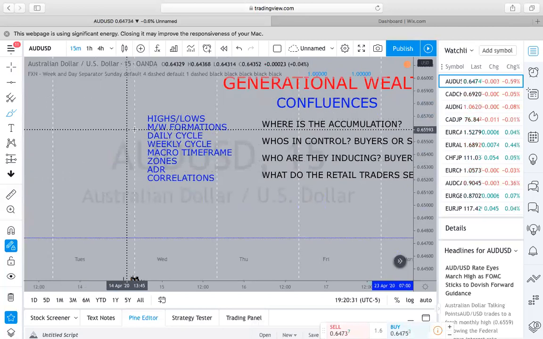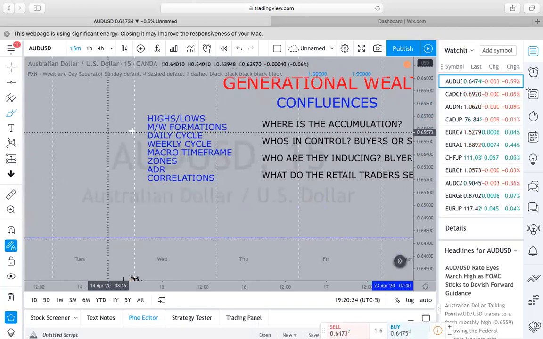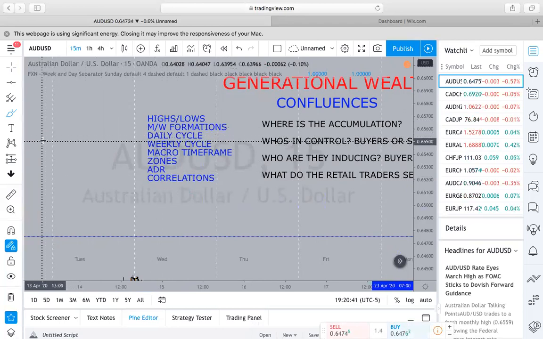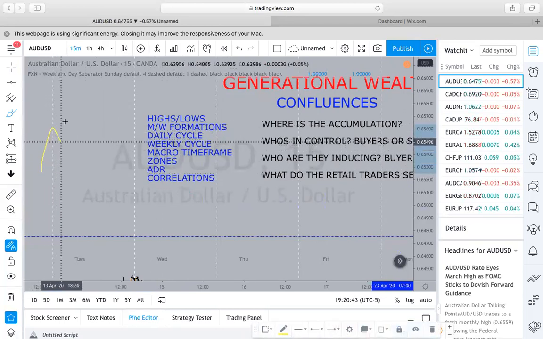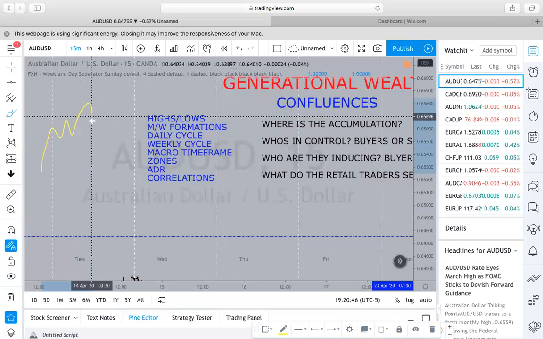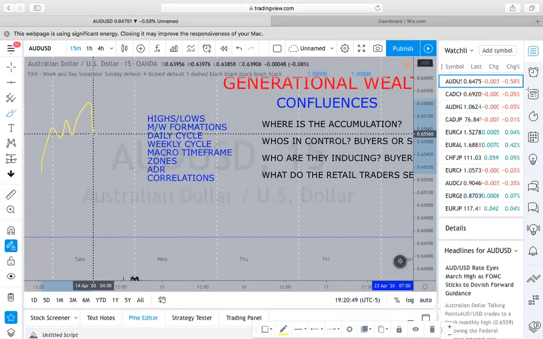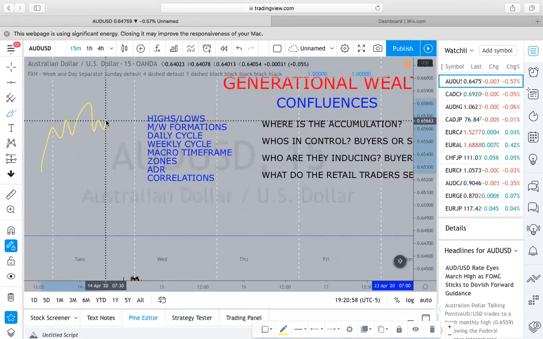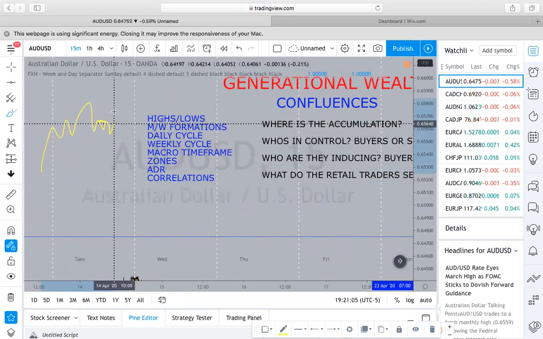Your M and W formations, the higher opportunity for risk to reward ratio is going to be off of these highs and these lows. So if you have price do this, and you're expecting it to retrace back down here, and you see it make this move right here, and you think this is an M, no, that's not. That's not an M off of this right here. That's not what you're seeing.